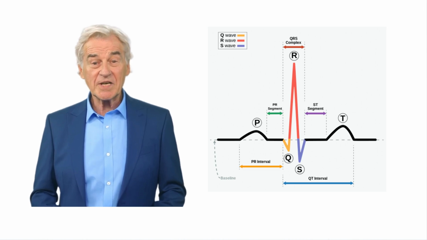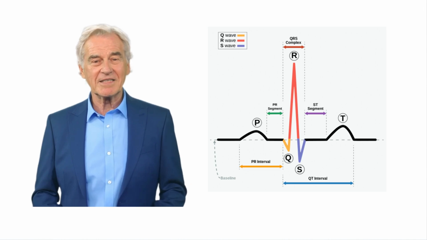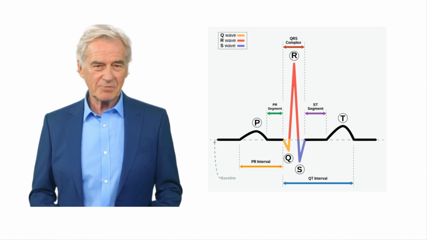The QT interval represents the time it takes for the ventricles to depolarize and repolarize. It is measured from the beginning of the QRS complex to the end of the T wave and varies depending on the heart rate.